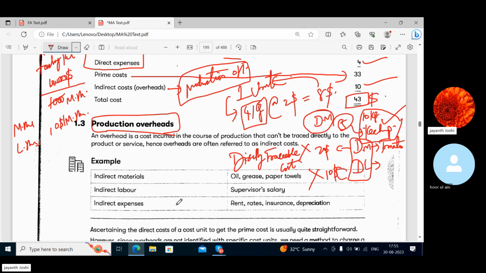Now, point number 2. If I tell you factory rent, let's say I'm manufacturing ketchup, I will definitely pay factory rent. Let's say for some point of time I'm not manufacturing the ketchup, but still I need to pay the factory rent, right? Come on, tell me yes or no.